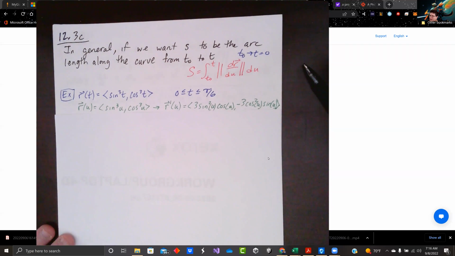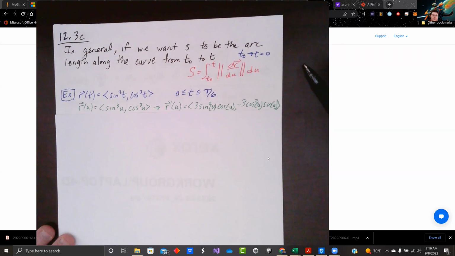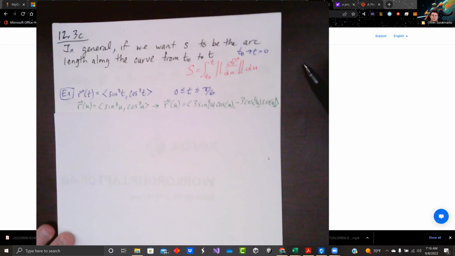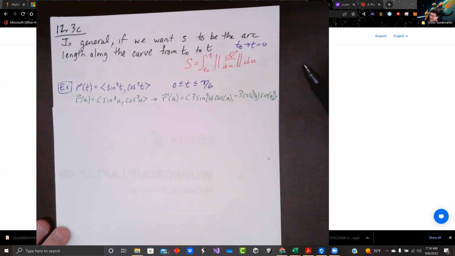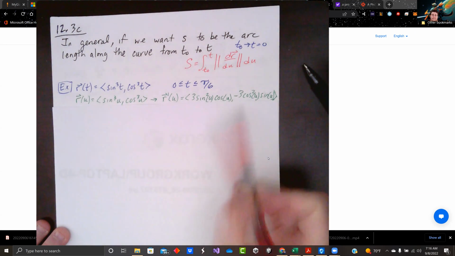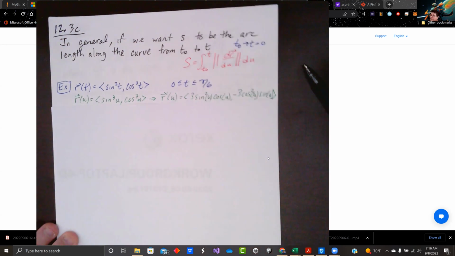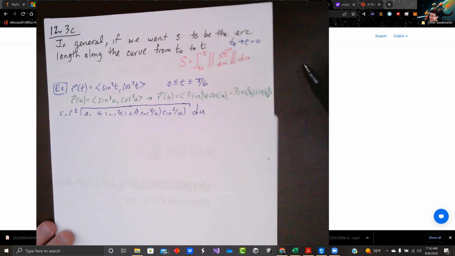So we replace t with u and take the derivative. We've got 3 sine squared u cosine u for the x component and negative 3 cosine squared u sine u for the y component. We're using the magnitude of this, so we've got to square each of these, add them together, and take the square root. So what does that give us?